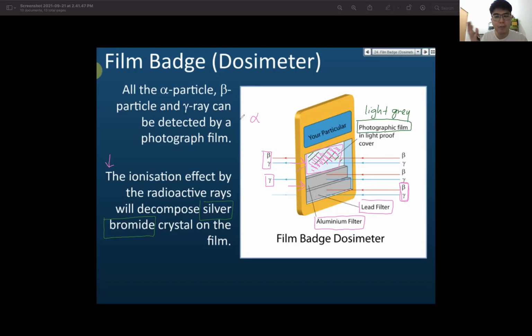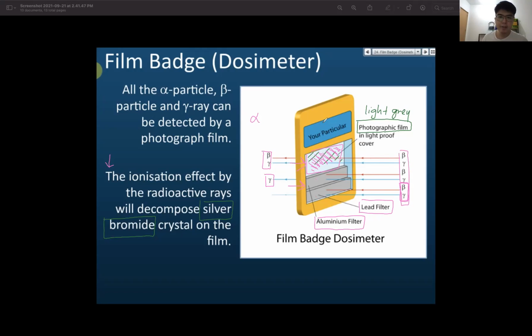Seldom do you have alpha passing through your body, unless you swallow something like a radioactive substance that gives off alpha, then that can happen. But in air, alpha seldom passes through the body because the lifespan is very short. That is why you see only gamma and beta here.